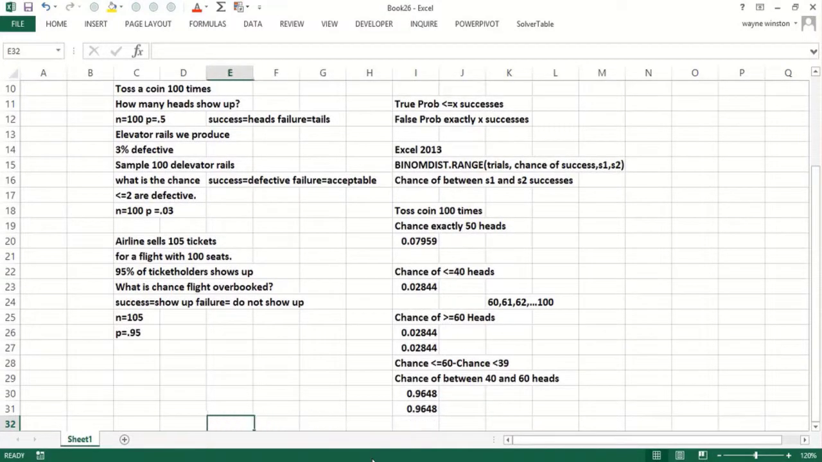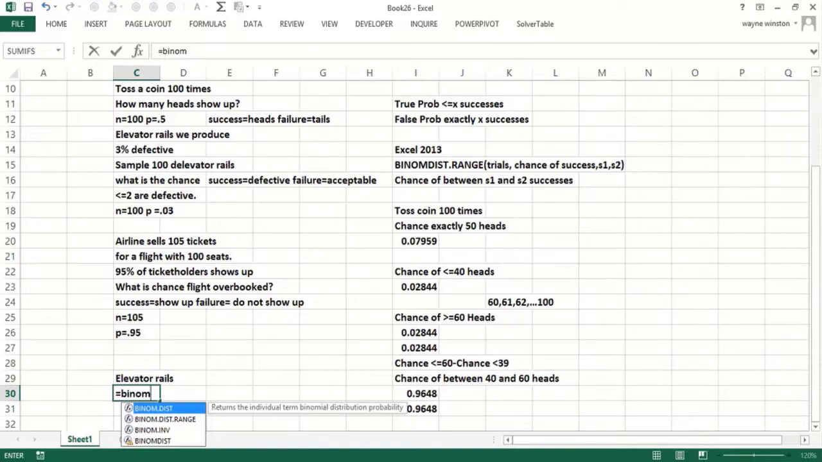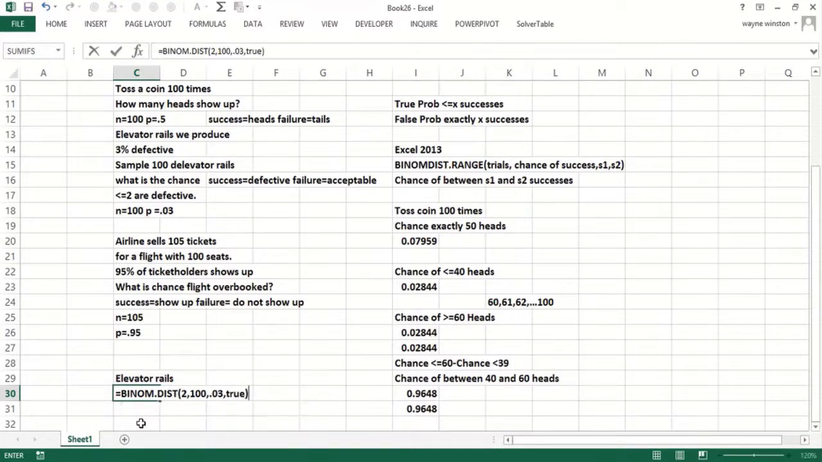Okay, let's talk about the elevator rails. Okay, so we said 3% are defective. What's the chance less than or equal to 2 are defective? So I would do Binom.DIST, less than or equal to 2 defective out of 100. And the chance of success is 0.03, and I'd use the word true. And so I get about a 42% chance less than or equal to 2 are defective.